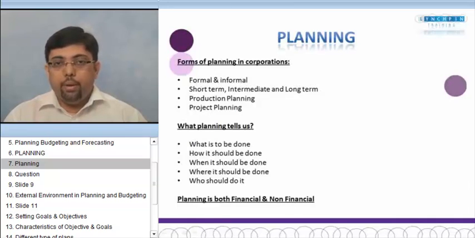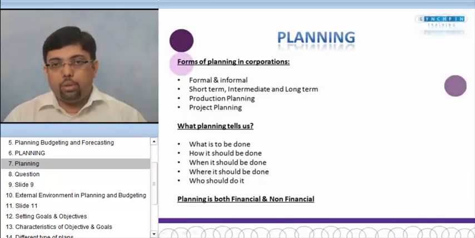Where it should be done means where the things have to be done, the location. That's also very critical. And who should do it? The most important question in planning is who should do it. Why? Because not all the people working for a company or a corporation know all the things about what is happening in the business. So the planning should be done by the person who is most knowledgeable about the business which they are operating.